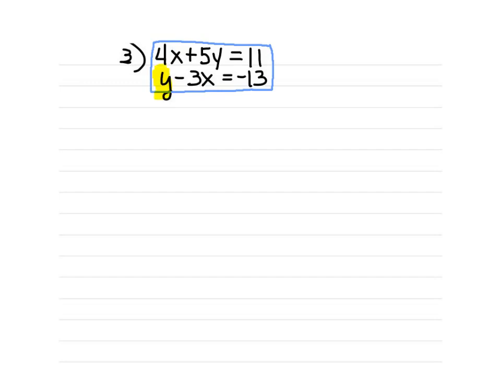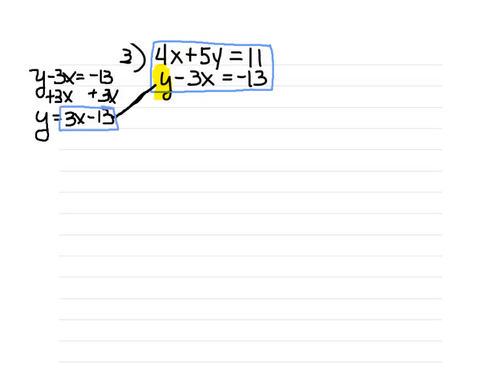So I'll go ahead and do that off to the side. So y minus 3x equals -13. That's the original. I'm going to add 3x on both sides. Y equals 3x minus 13. So now that I've rewritten this second equation, I can use it to substitute. So y equals 3x minus 13. That is what I'm going to use right here to substitute into my other equation for y.